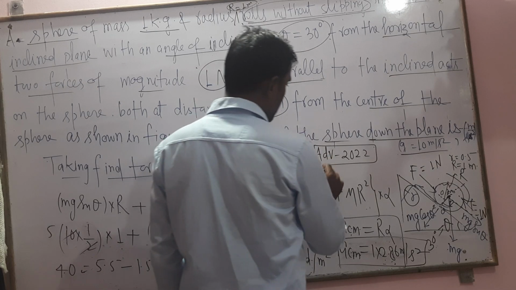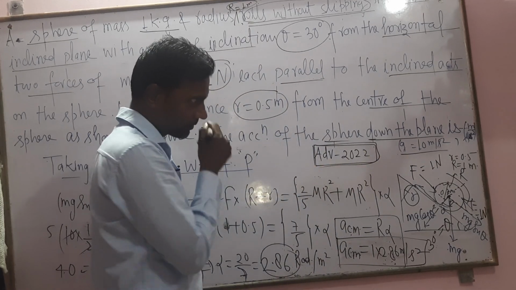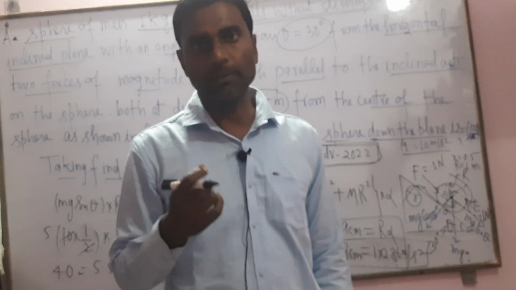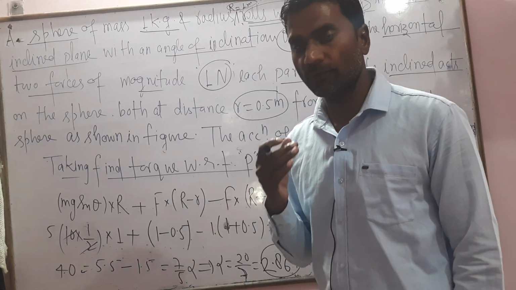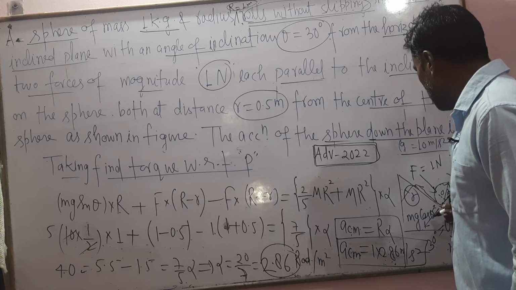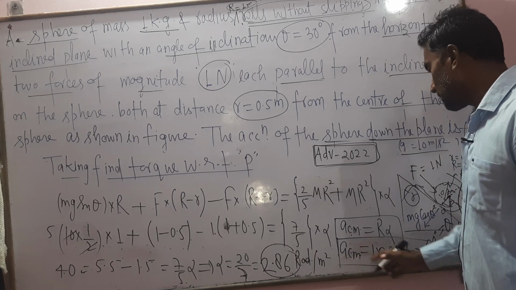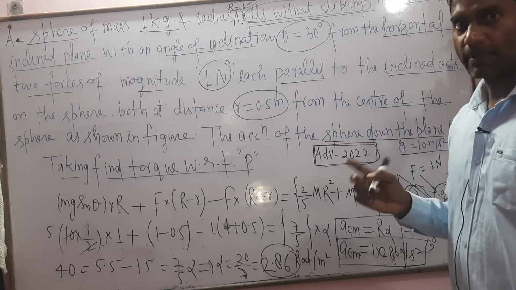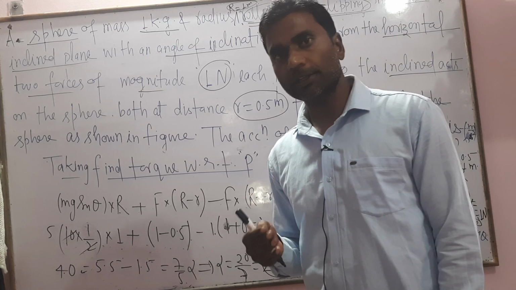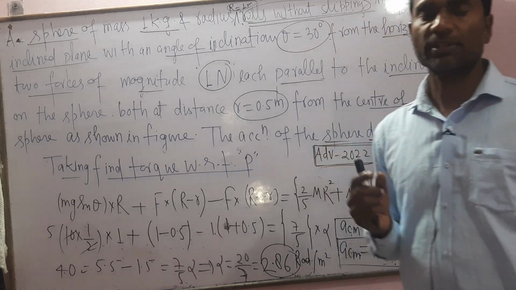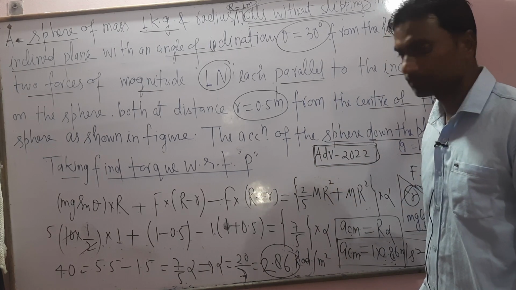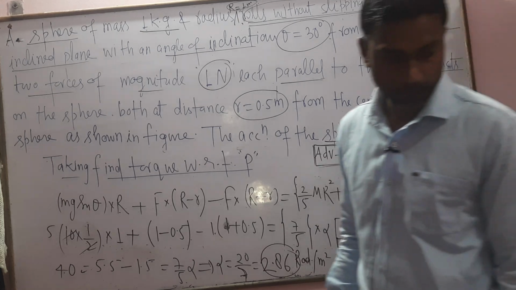This question is from JEE Advanced 2022. Basically, we are balancing the torques, and by doing so we can find the acceleration of the sphere. Since the sphere is solid, its moment of inertia equals 2 by 5 m r squared.